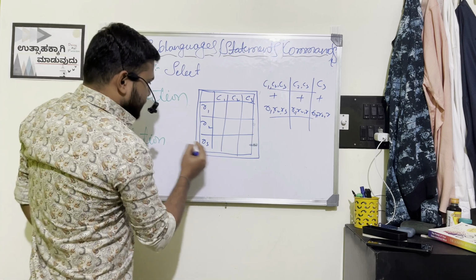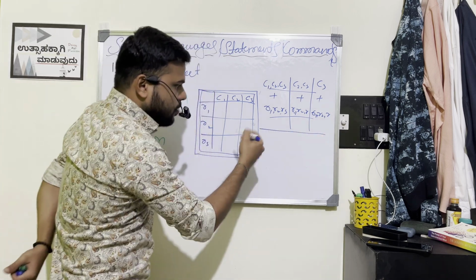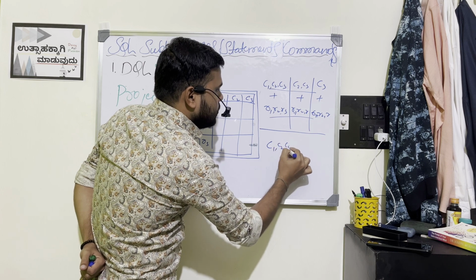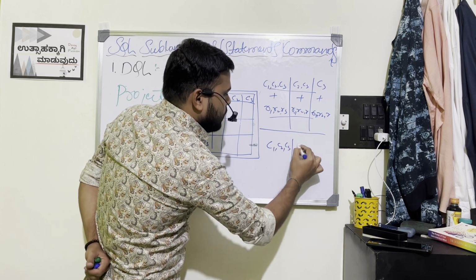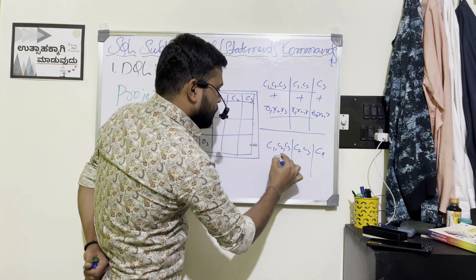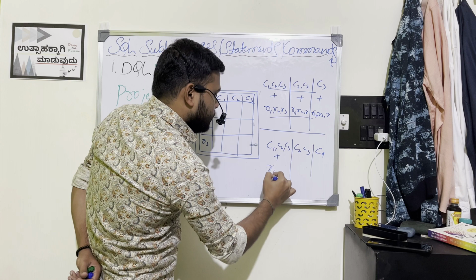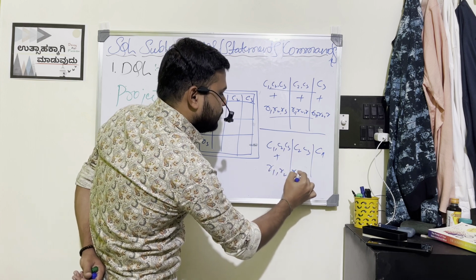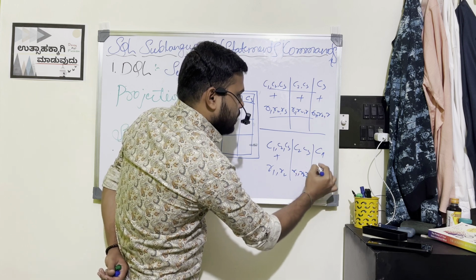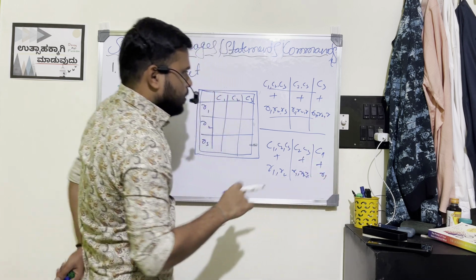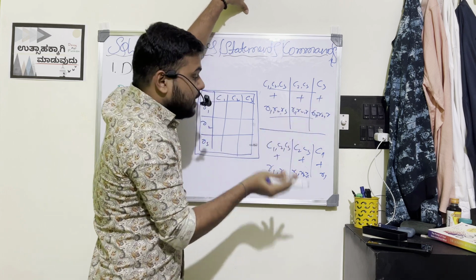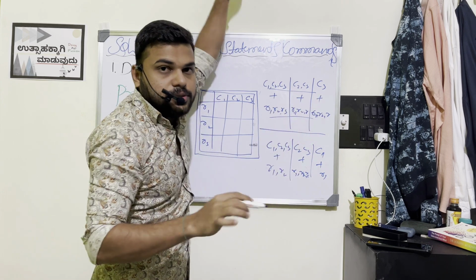In selection, you can see here, we can select all columns, required number of columns or a specific column. Along with that, we can restrict rows: R1, R2; R1, R2, R3; here only R1. In projection, we can restrict the columns, but we can't restrict the rows. In selection, we can restrict both.